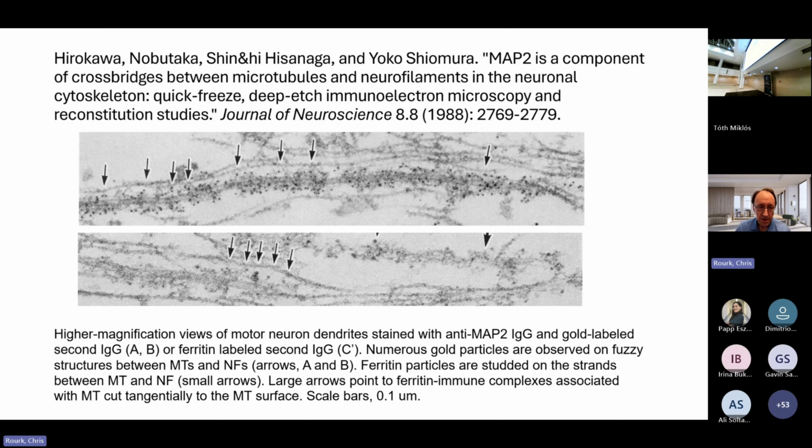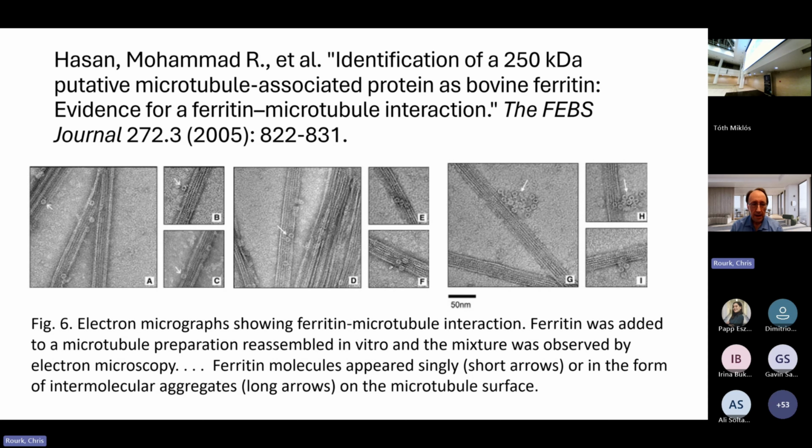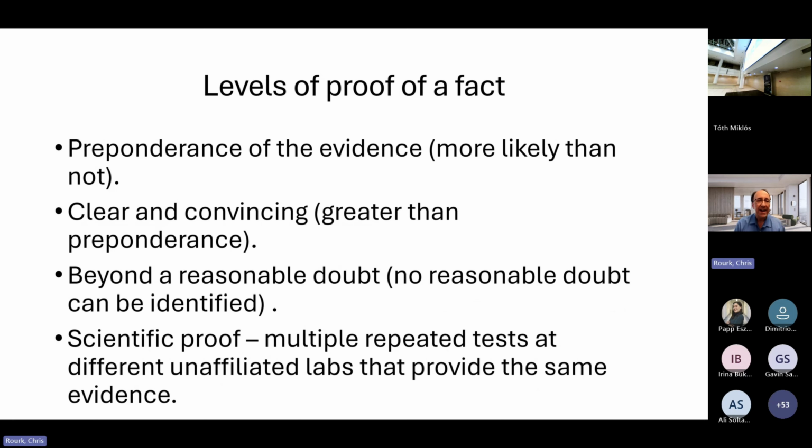Hassan et al. looked at the association between ferritin and microtubules in vitro, and they have this electron microscope data that shows a pretty clear association between the two. Now, of course, this is in vitro. It's not a cellular environment, so it's going to be artificial, but you're going to need more evidence. What fact have we proven with this study? Well, I think we've proven that microtubules and ferritin will interact in vitro.